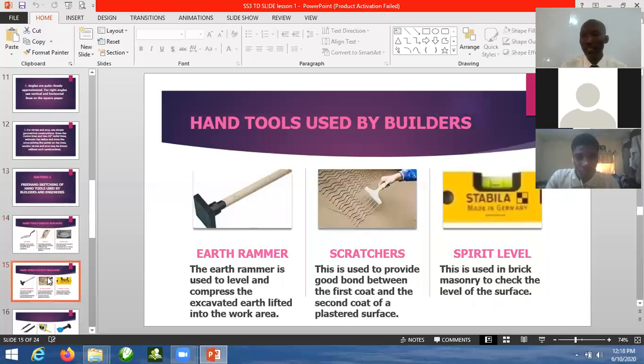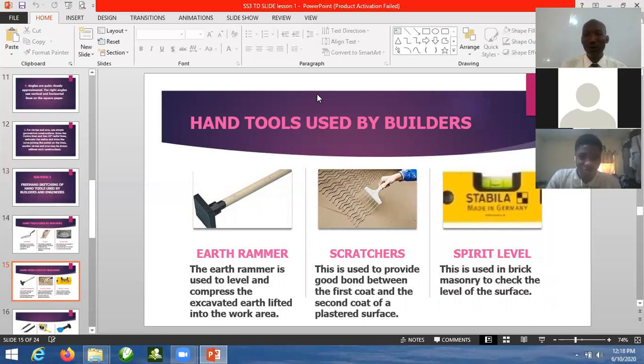Can you see the next slide? That's not come yet, sir. Can you see it now? Yes, sir. All right. What's the next thing there? Sir, earth rammer. Earth rammer, that's good.